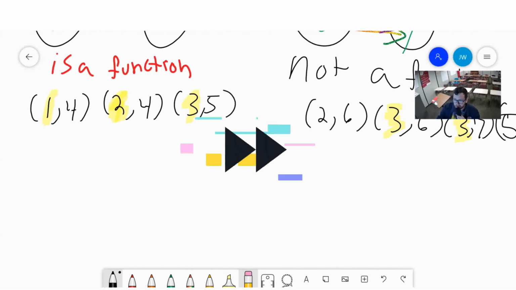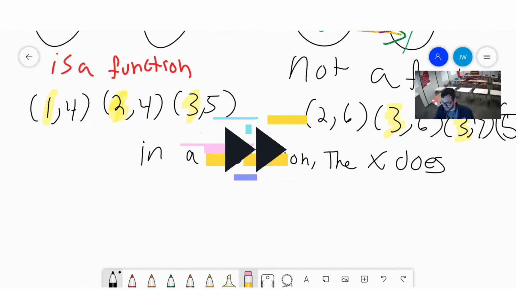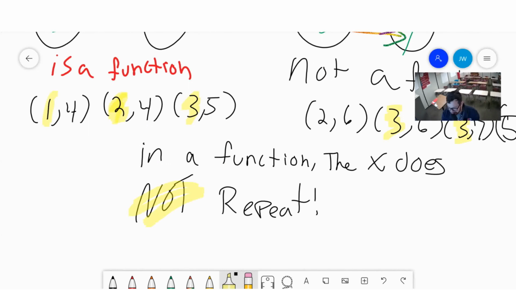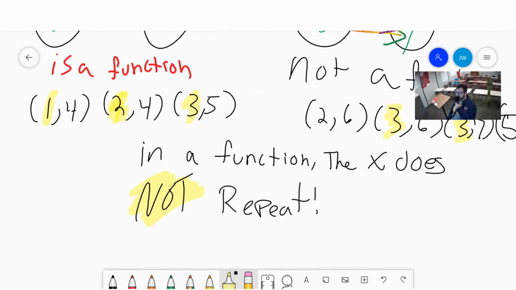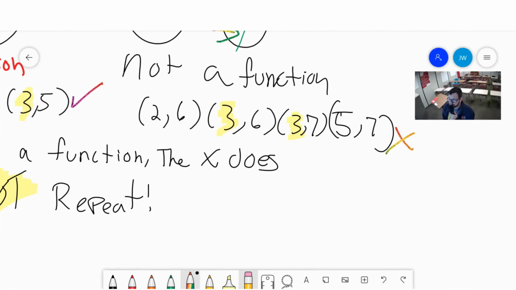Pretty major rule here. In a function, the x does not repeat. It's a pretty easy way to remember this. In a function, the x does not repeat. You're going to hear me say this a lot. So on the left side here, yes, this is a function, 1, 2, and 3. And over here, this is not a function because we have 2, 3, 3, and 5. So repeated x values means not a function.